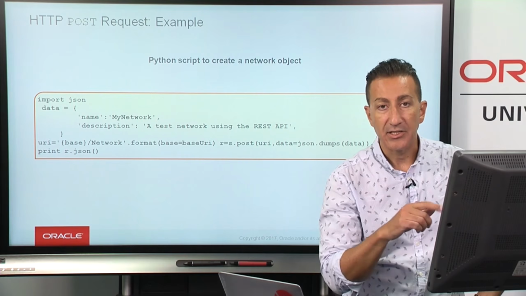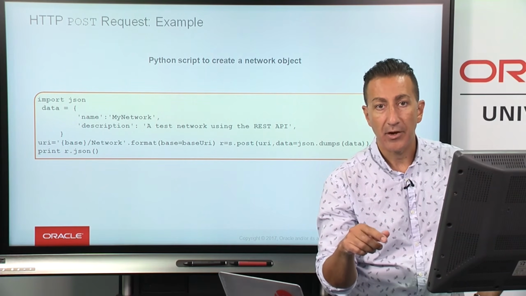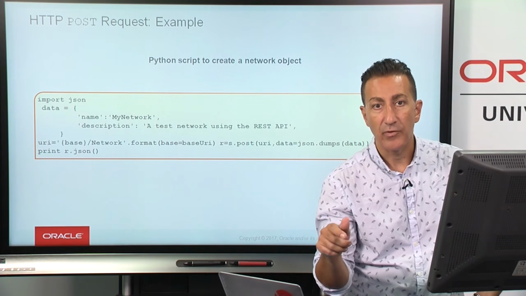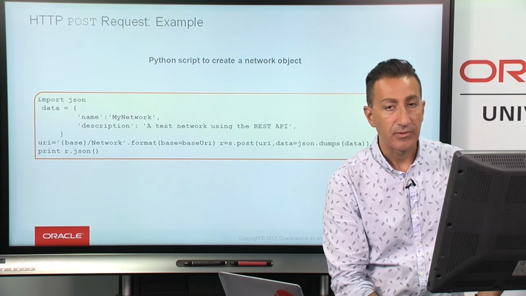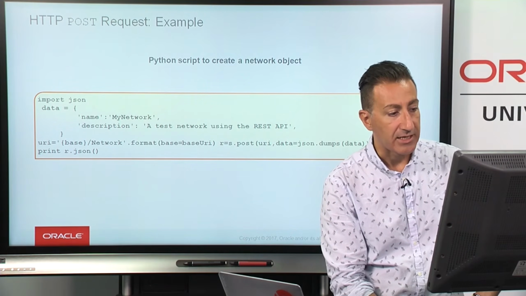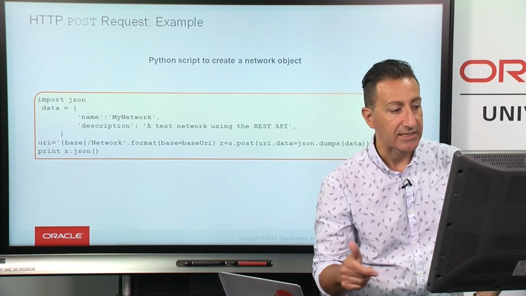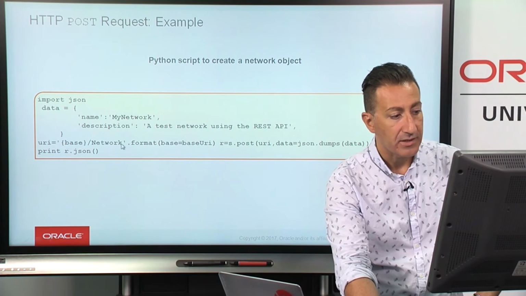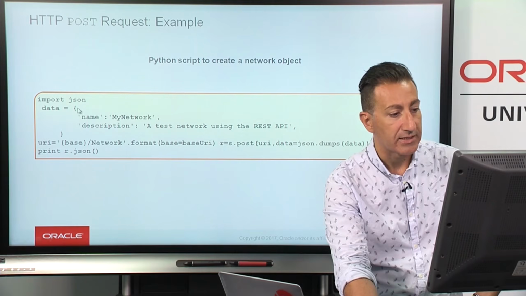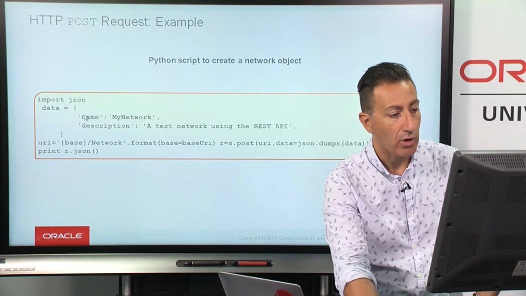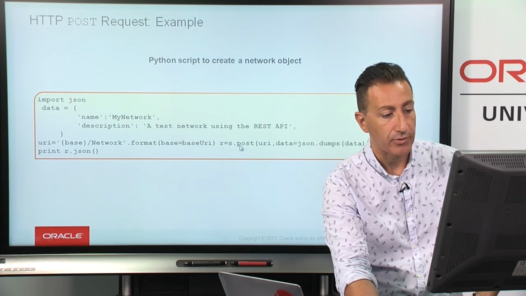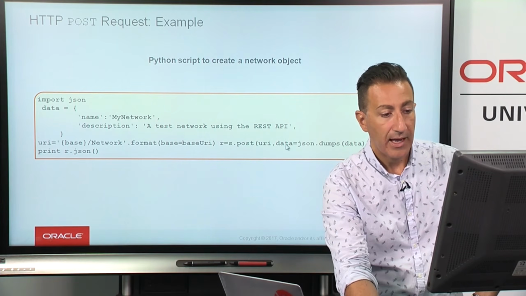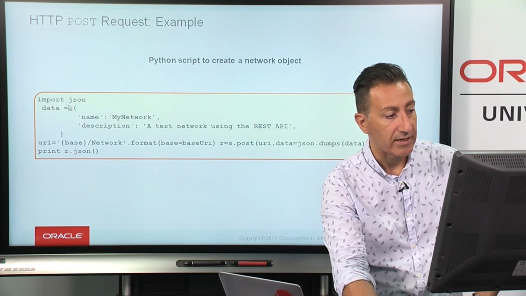It is the HTTPS server host for the manager, port 7002/ovm/core/wsapi/rest. That's right. And after that, we say /network. For this network, we format this base URI. In addition to this, you see in the request we send this URI and the data object. The data object is this one, and we dump the data.